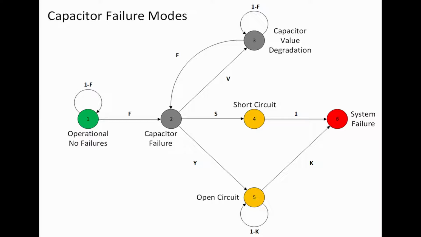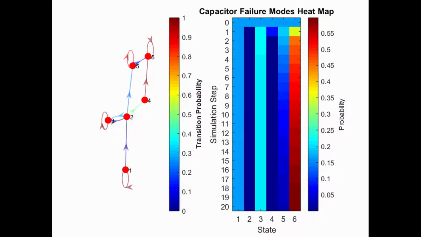Another interesting thing to note on this diagram is that a short circuit directly results in a system failure, an open circuit does not. From our Markov chain, we were able to generate a transition matrix and put this into MATLAB. MATLAB was able to generate a very nice heat map for us that allows us to look at the capacitor and how it affects the system failure.